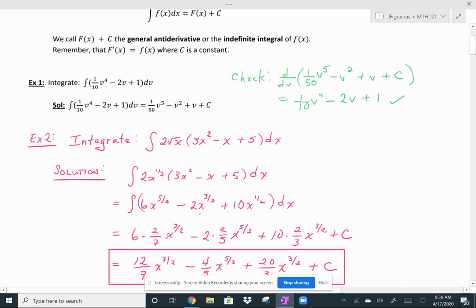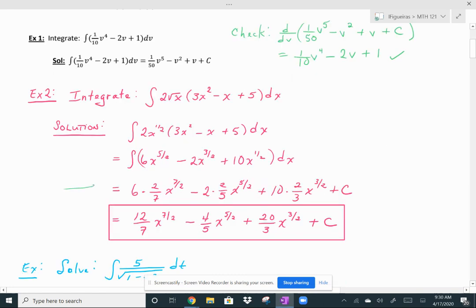So the second one is 2x to the 3/2. The last one is 10x to the 1/2. And remember, we haven't integrated yet, so you still need your integral symbol and your differential of dx. In the next line is when we apply the anti-power rule to all three terms, and that's what you see here. So it's 6 times 2/7 x to the 7/2 minus 2 times 2/5 x to the 5/2 plus 10 times 2/3 x to the 3/2.